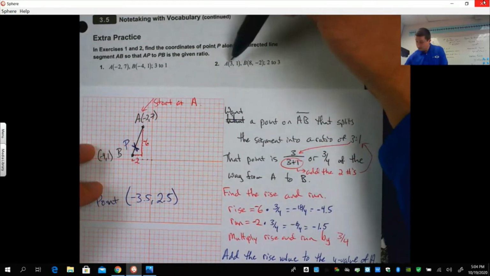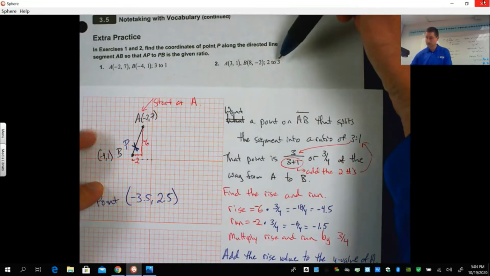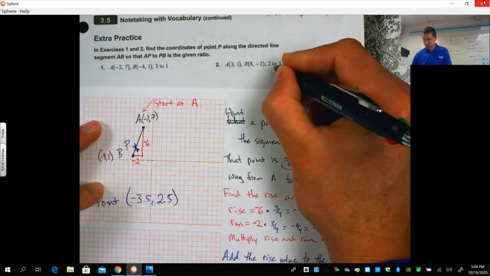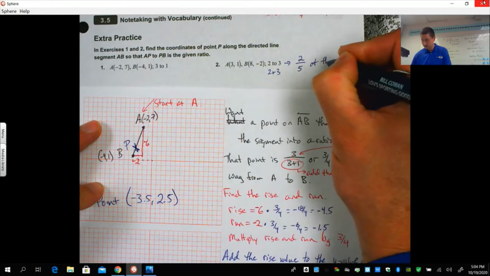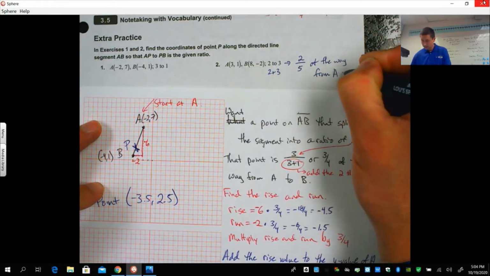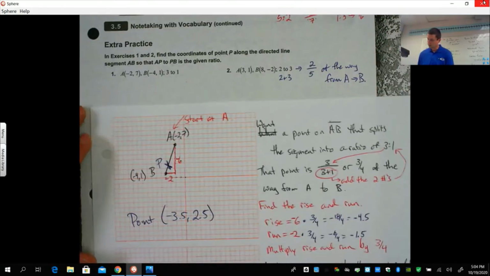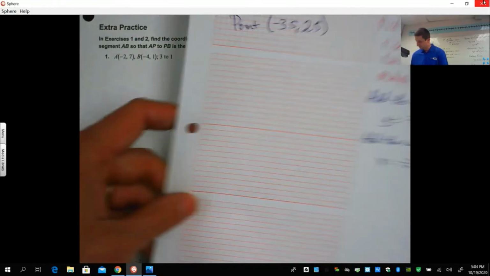Number 2. A is 3, 1. B is 8, negative 2. The ratio is 2 to 3. So a ratio of 2 to 3, that means we need to be 2 over 2 plus 3 is 5. 2/5 of the way from A to B. In that direction. It has to be that direction. Start working with vectors and physics and stuff like that, you're going to be using this a little bit more.